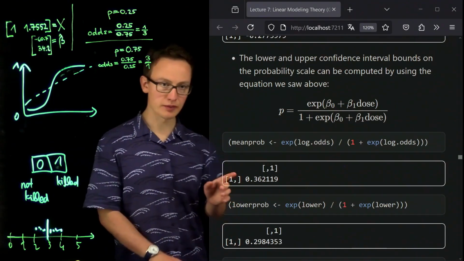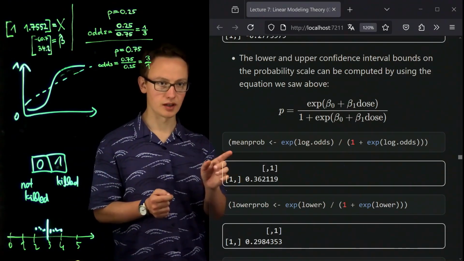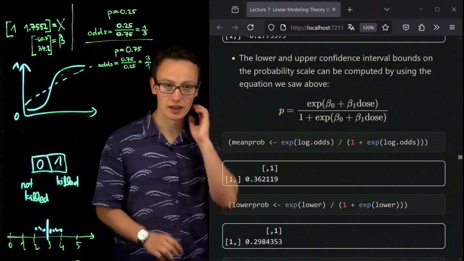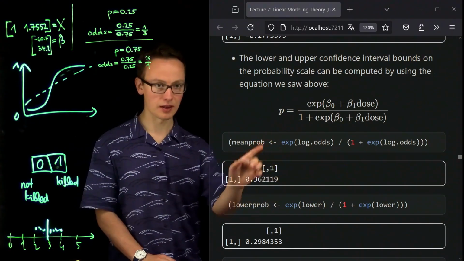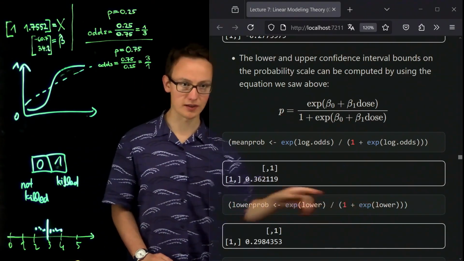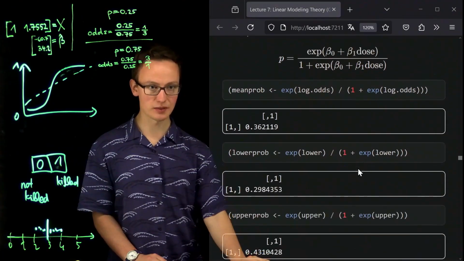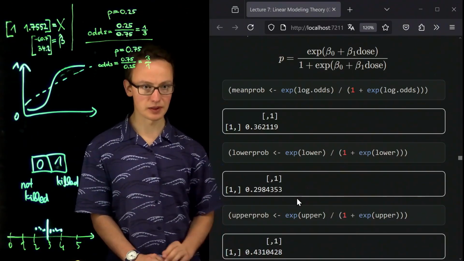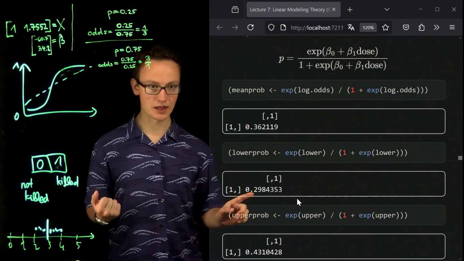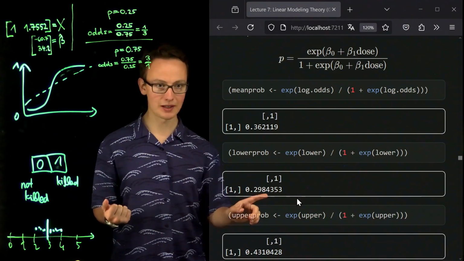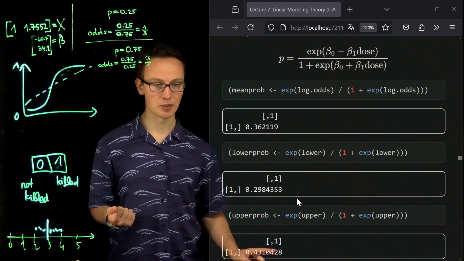First of all, we can see the same result as before, which is just converting our original predicted log odds into probabilities. That was 36%, right? And now the idea is to apply the same formula to our lower and upper limit of the confidence interval. By doing that, we'll get a lower limit on the probability scale of 29.8% probability and an upper limit of 43.1% probability.